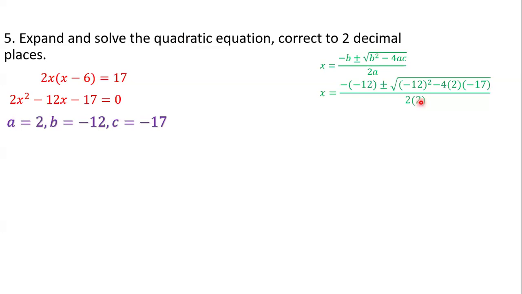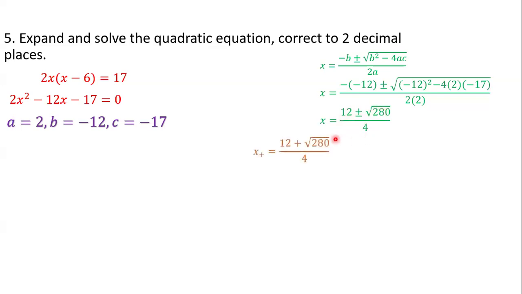We have to operate on the numbers underneath the square root. We have negative 12 squared minus 4 times 2 multiplied by negative 17, and that gives us 280. Then we have a negative times a negative, which is a positive, so this is positive 12. So we have 12 plus or minus the square root of 280. Next, 2 times 2 is 4. So x is equal to 12 plus or minus the square root of 280, all over 4.